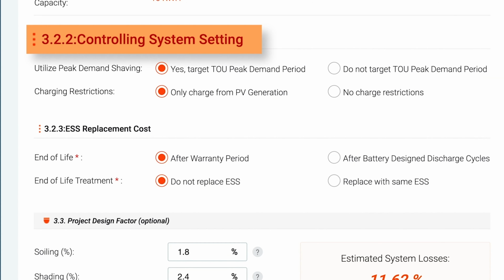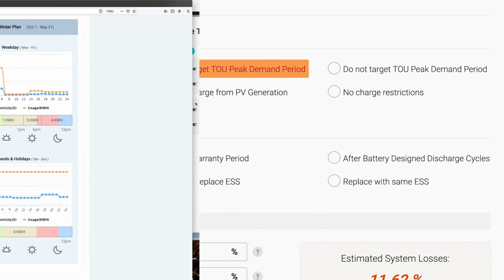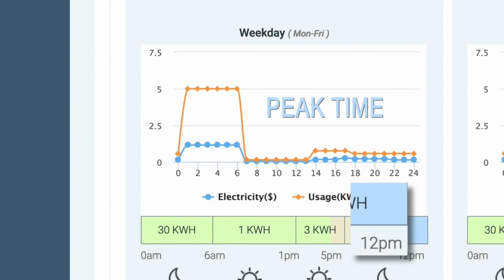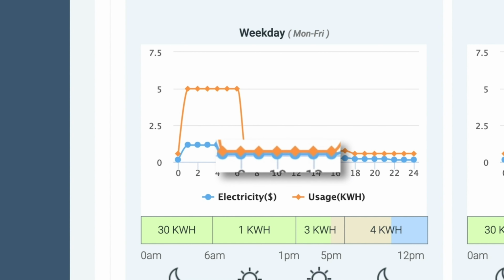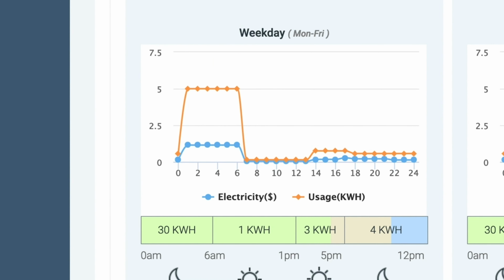Next is the controlling system setting. First, utilize the peak demand shaving option. You can choose to target TOU peak demand period, which means that you will use the stored solar energy during the peak time, and then will charge when the electricity rates are at their lowest, i.e., during off-peak hours or with the excess solar energy the system is producing.